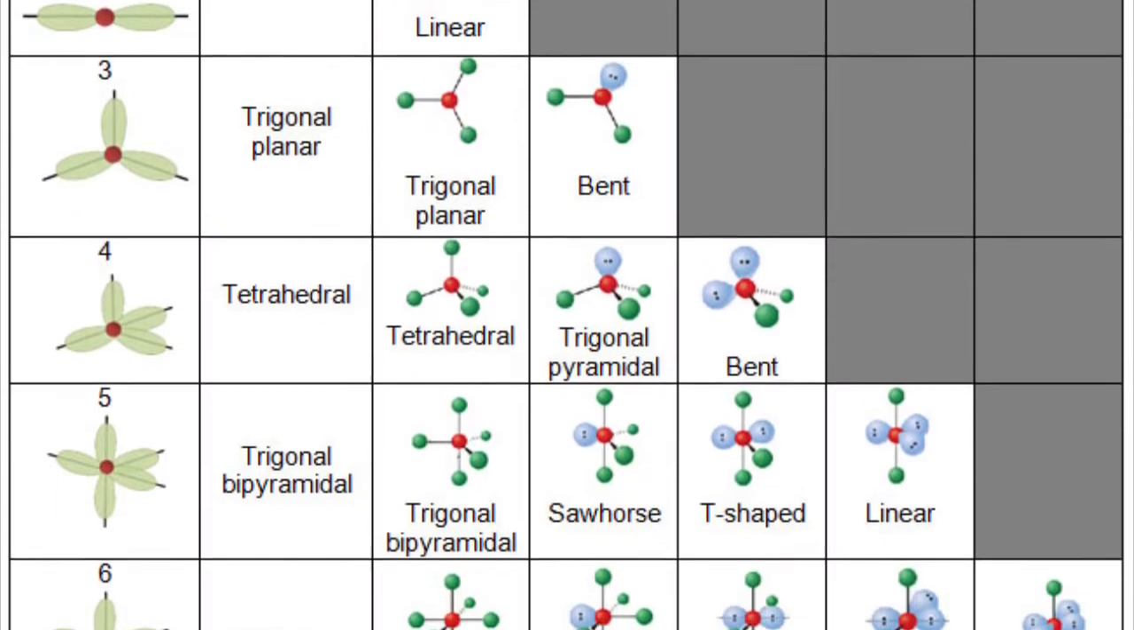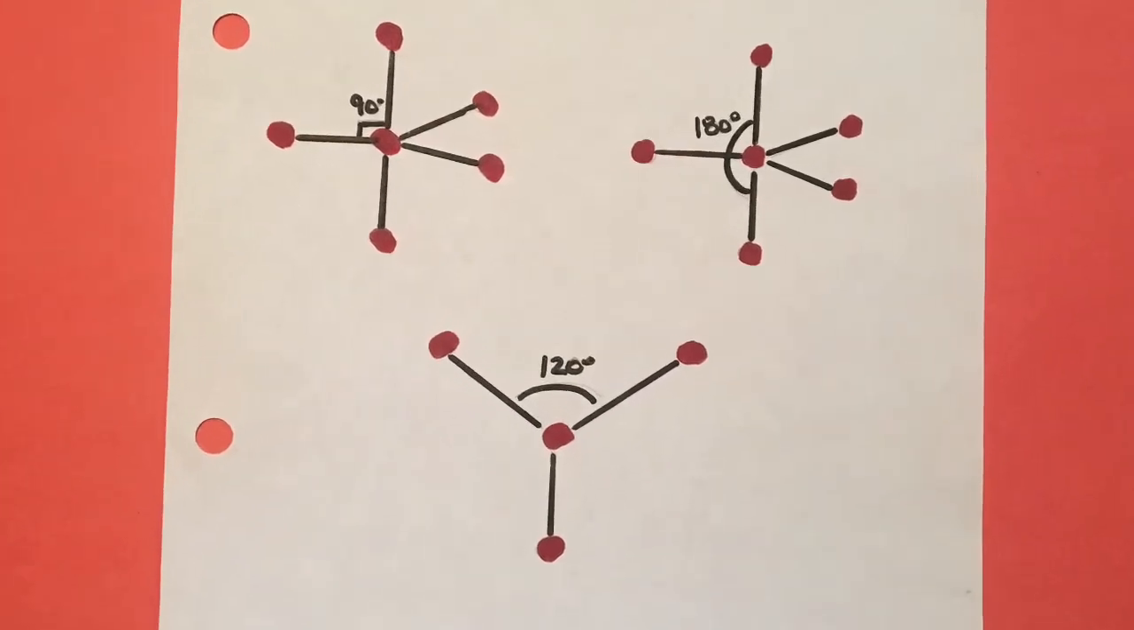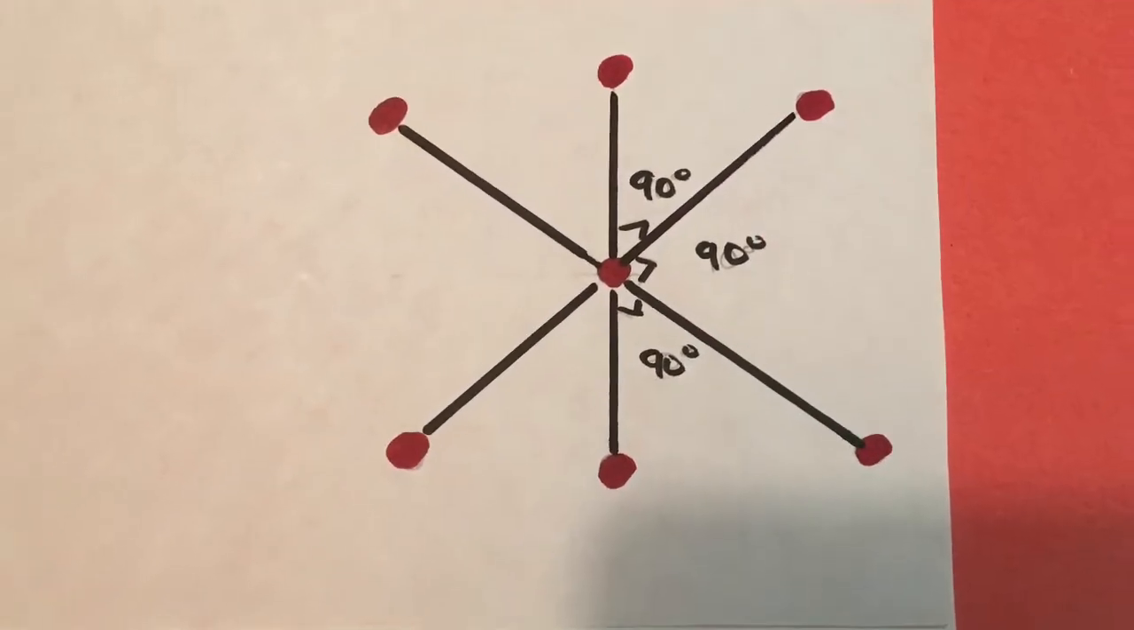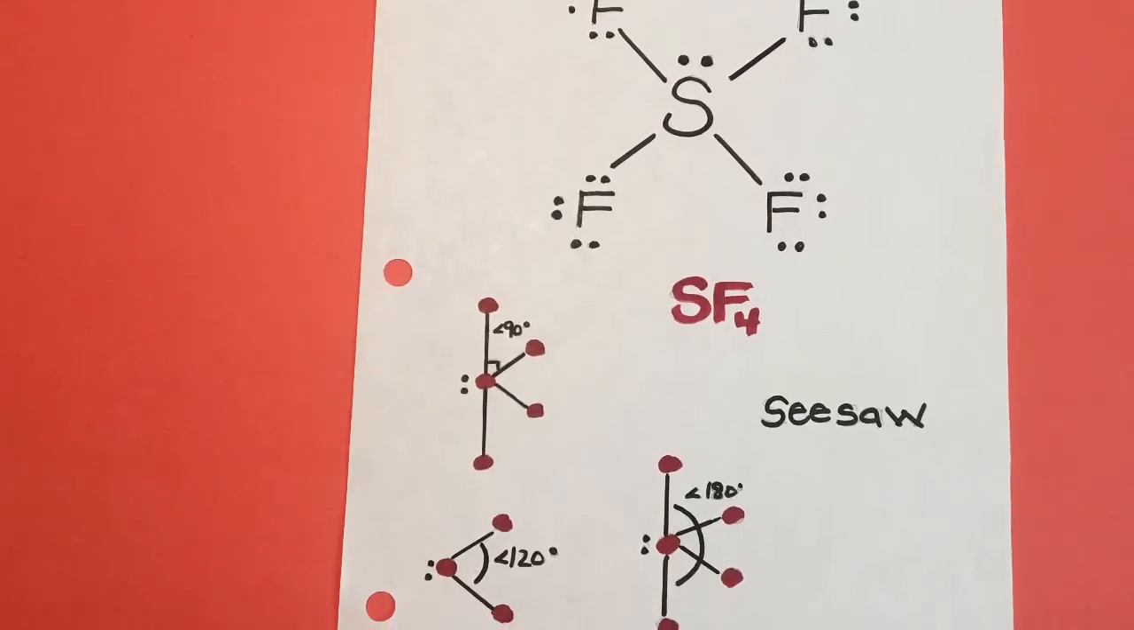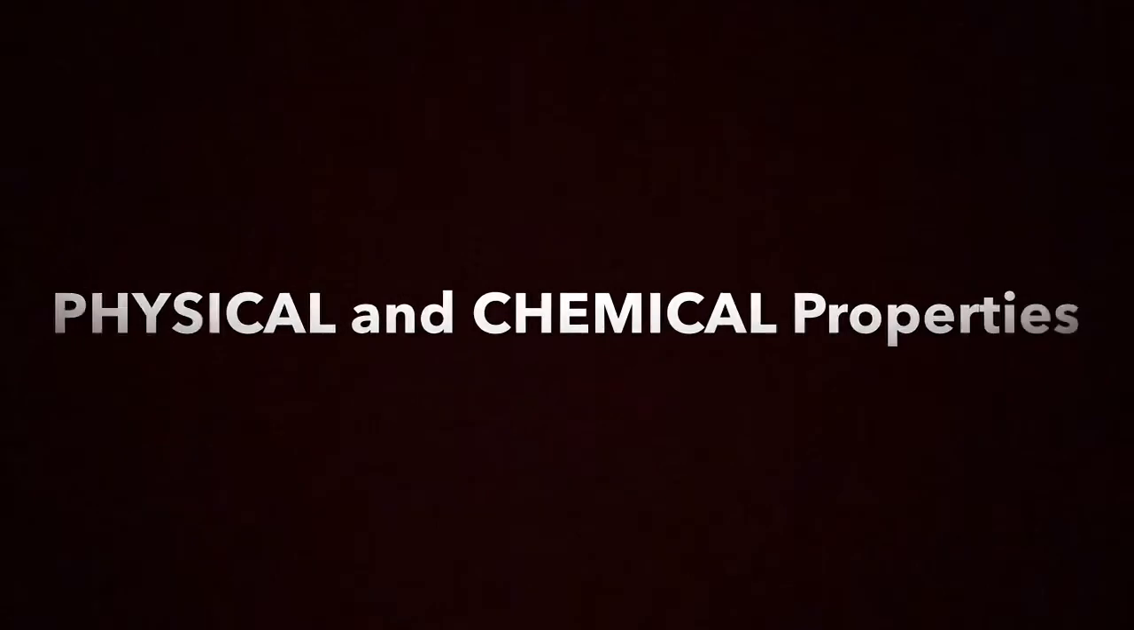Atoms attach to one another in various geometric arrangements. The overall molecular shape of a molecule is determined by its bond angles in 3 dimensions. The shape of a molecule is very important for its physical and chemical properties.